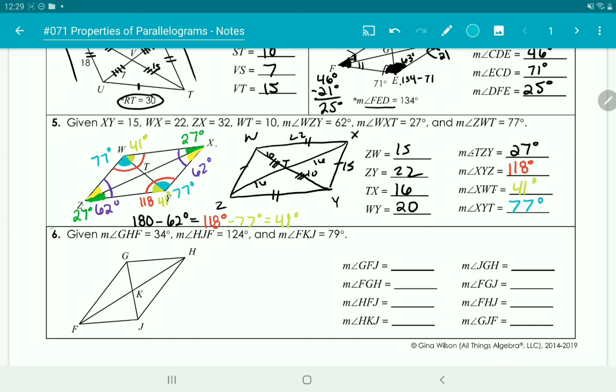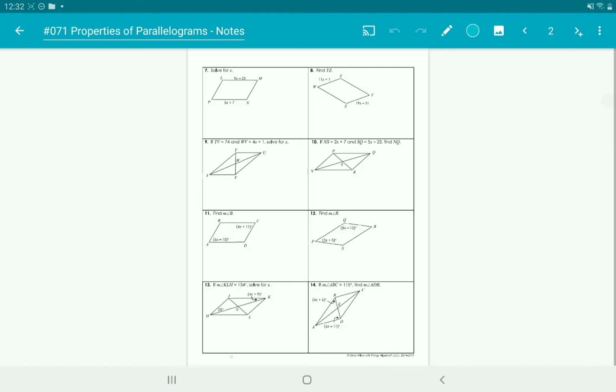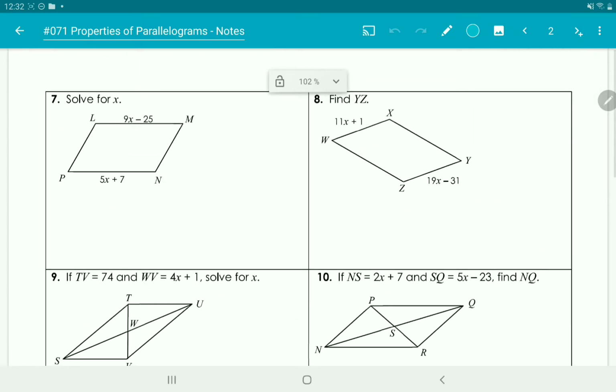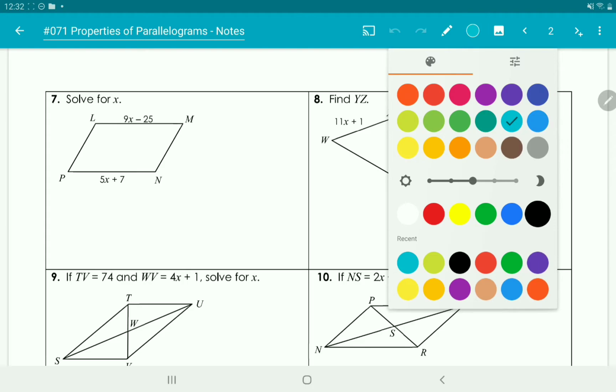Okay, so I want you to go ahead and try this. I want you to try number 6 on your own. Okay, so you should have tried number 6 on your own. Let's go to the back of this page. Okay, so I'm going to switch to black again.